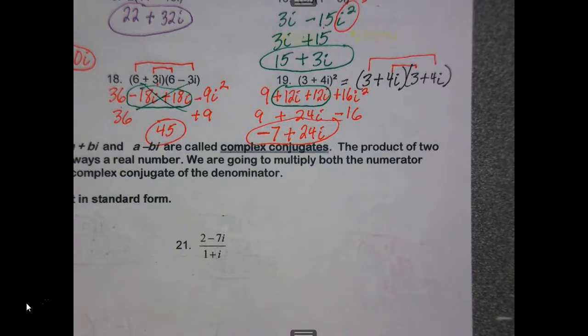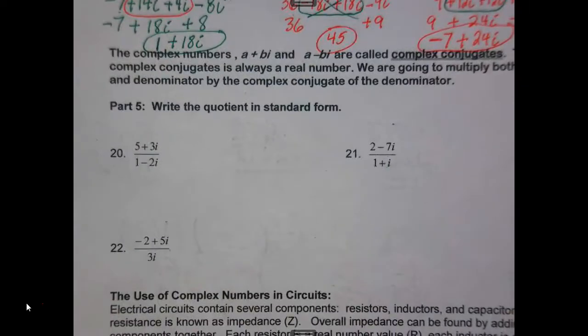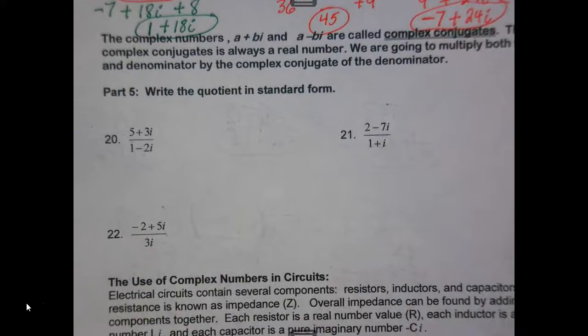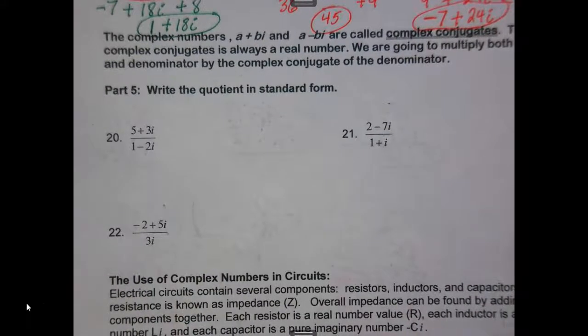Questions, comments, concerns? All right. Number 20, division. Yeah, this is the harder. I like to think of them as the funner stuff. You can never leave i in the denominator, just like radicals.